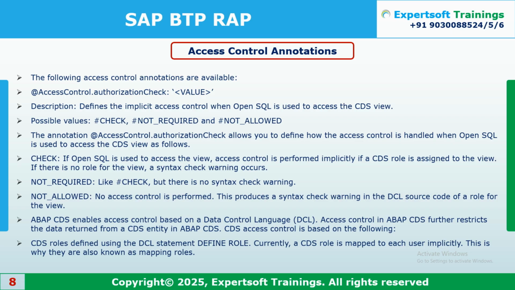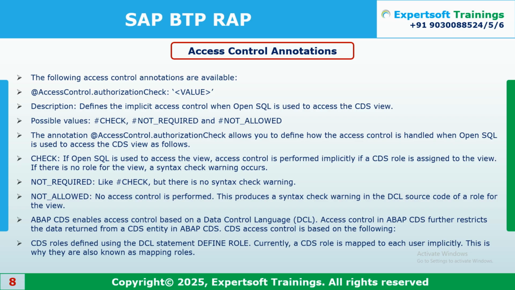If there is no role for the view, a syntax check warning is raised. If it has not been implemented, it won't show any error, it will just throw a warning. Not required: there is no syntax check warning. Not allowed: no access control is performed. This produces a syntax check warning in the DCL source language of a role for the view.